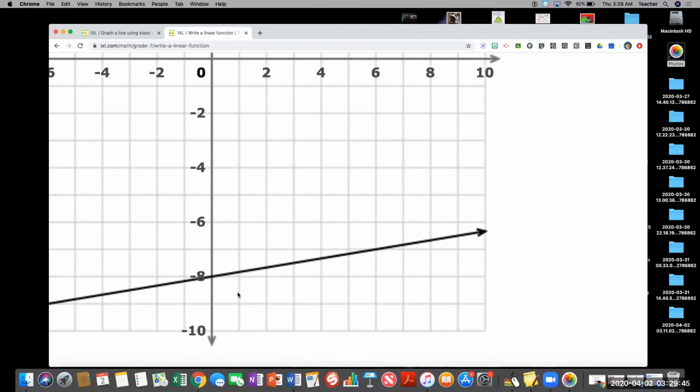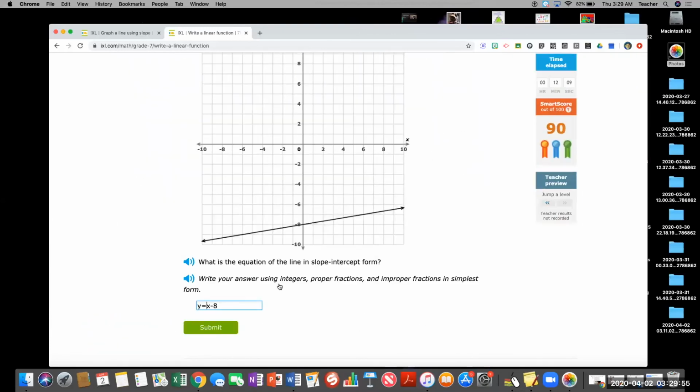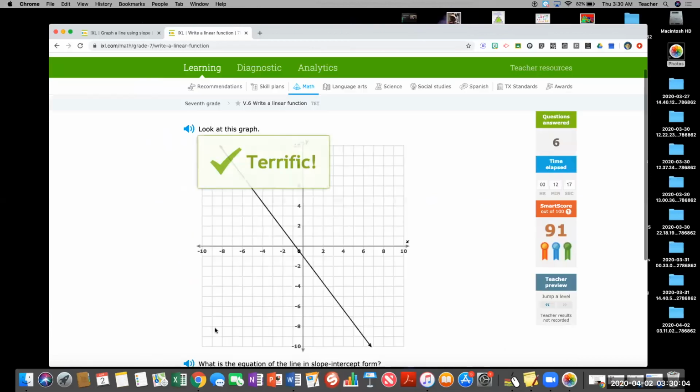That'll come in handy. So I only went up from negative 8 to negative 7. My rise is 1, and then I go over 6. So it's a positive 1, 6. Reading from left to right, the line's going up, so it's positive. So 1/6. There you go. How hard was that, guys?